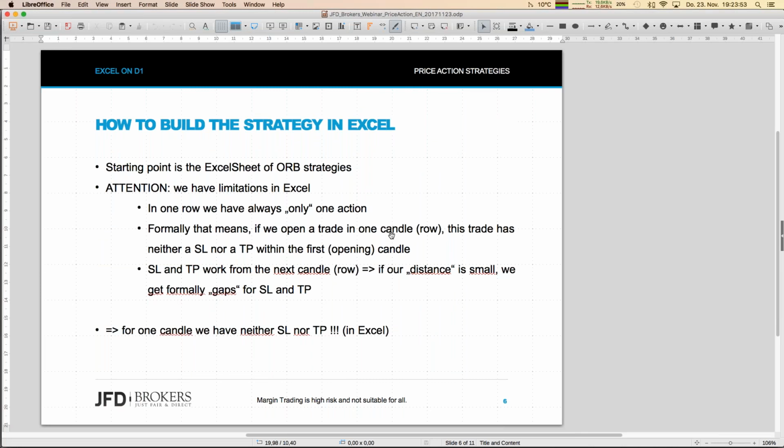So now we want to get that kind of strategy into an Excel sheet in order to check whether it really works. And since we have had already one other strategy, which is a little bit similar, and that is the open range breakout strategy, I started with exactly that kind of Excel sheet. And then I made some changes to that Excel sheet in order to get the price action strategy out of the same Excel sheet, which is always wonderful. By just changing a little bit around, then we come from one strategy to the other one.